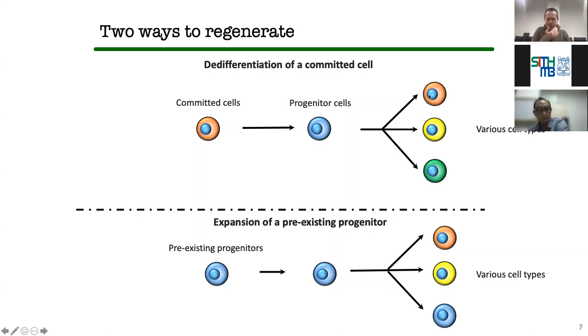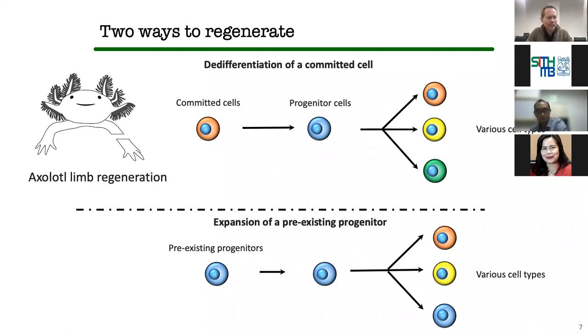Alternatively, you can imagine a model of expansion of a pre-existing progenitor that was set aside at some point as a unique adult stem cell, if you will. Again, these would have to proliferate and then contribute to various cell types.